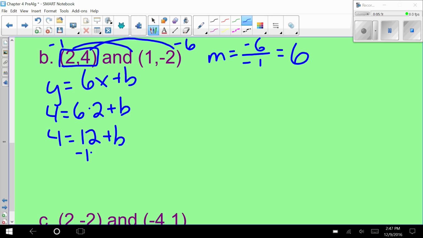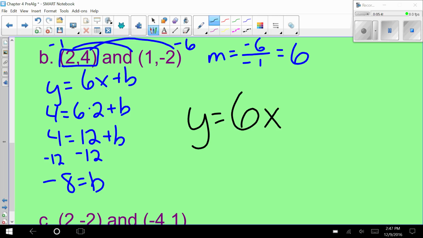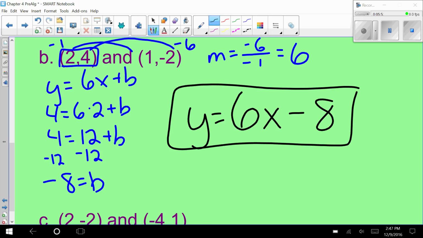Solve for b by subtracting 12 off of each side. Negative 8 equals b. And our last step is write our equation. Y equals, we already know my slope is 6x minus 8. Remember, you can also have 6x plus negative 8.